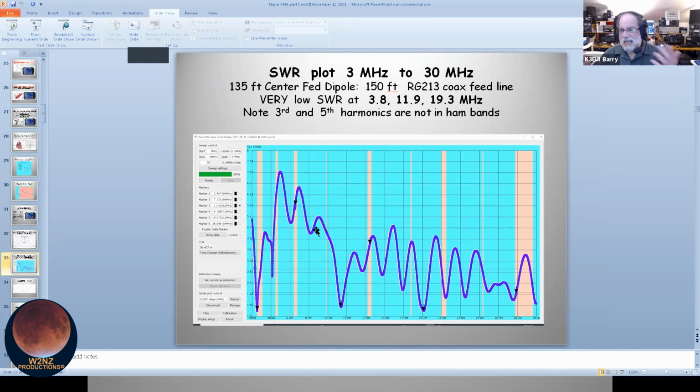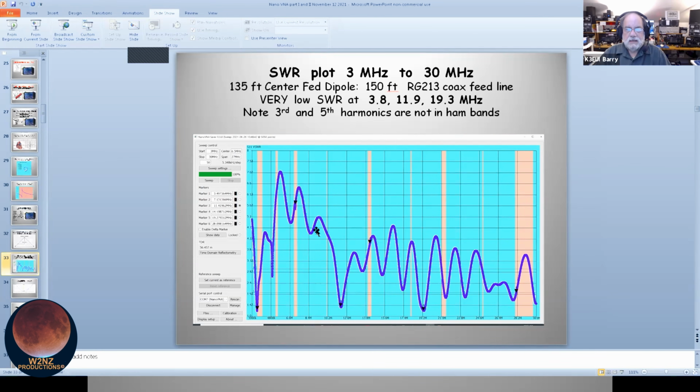At least I understand SWR. At least I think I do. And here's the graph I get. And by the way, this takes about 30 seconds to get the data and show me the graph. Now, this is the graph on the software, not the graph on the little 4-inch display.